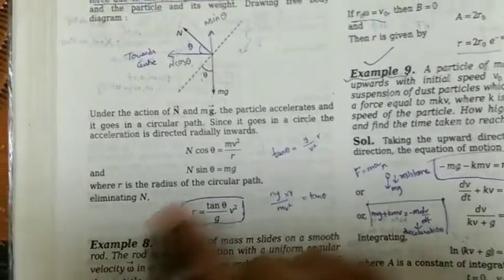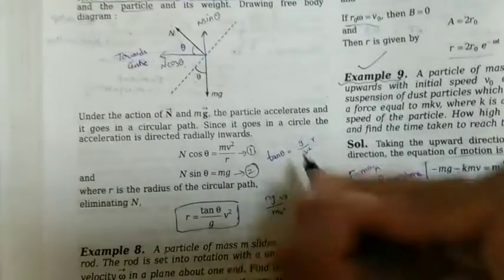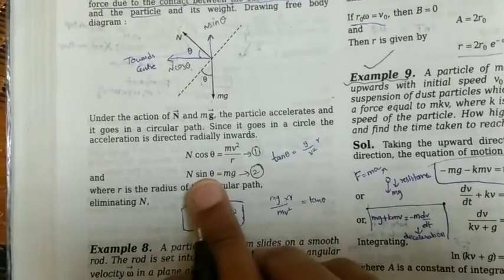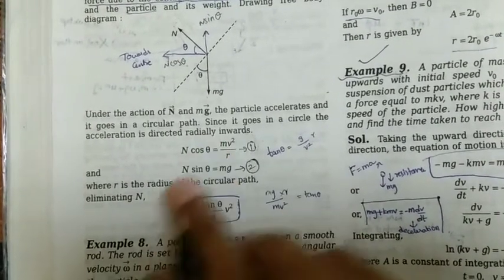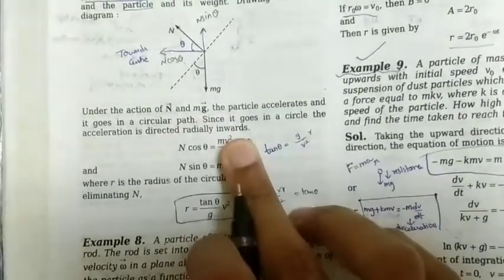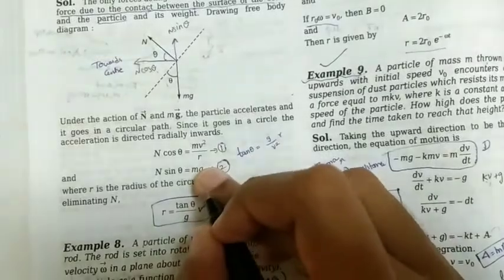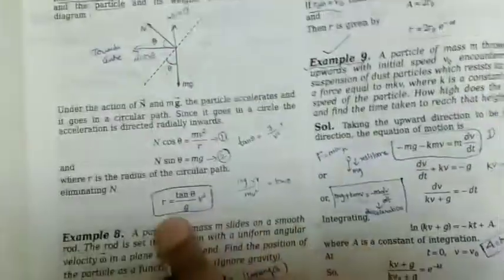So eliminating n, let us consider this as equation 1 and this as equation 2. If we do 2 by 1, what would we get? n sin theta on the left hand side, n sin theta by n cos theta, n would get cancelled, sin theta by cos theta is nothing but tan theta. And on the right hand side, mv square by r by mg, so mv square by r into 1 by mg. So m would get cancelled, and v square by rg would remain.